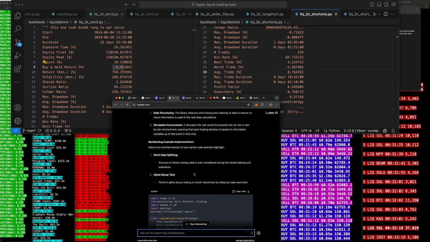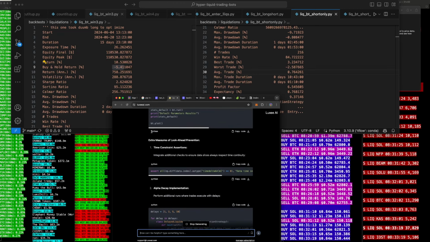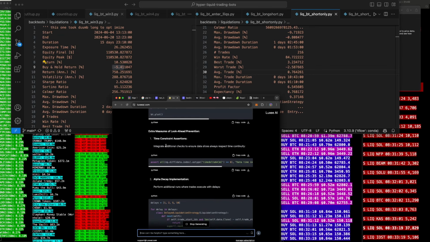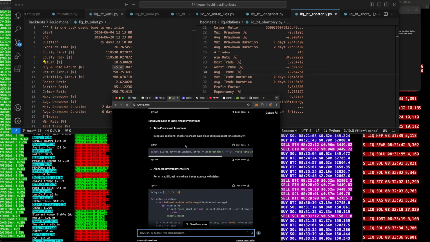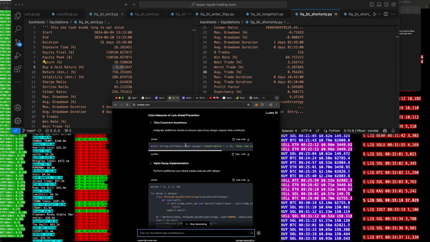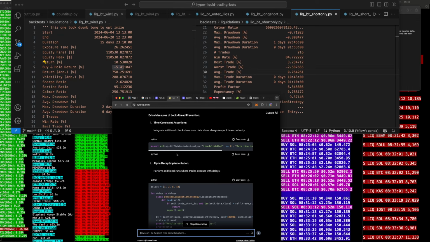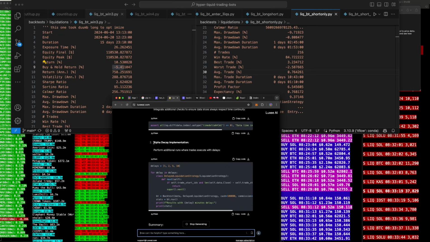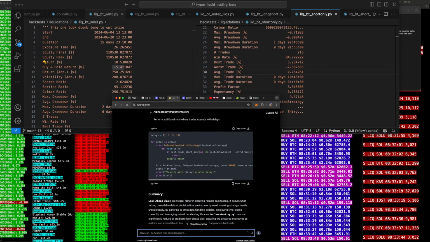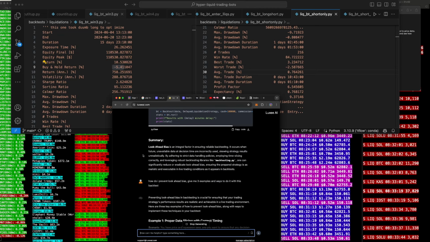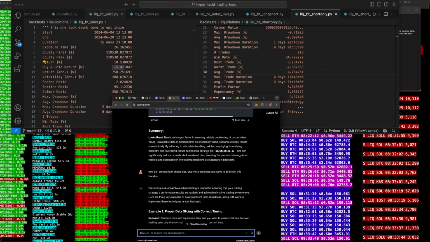So strict data splitting, alpha decay test. We're going to do that later. I'm going to do the alpha decay test for sure. Extra measures of look-ahead prevention, time constraint assertions: integrate additional checks to ensure data slices always respect time continuity. Alpha decay implementation: perform additional runs where trades execute with delays. That's a good idea.